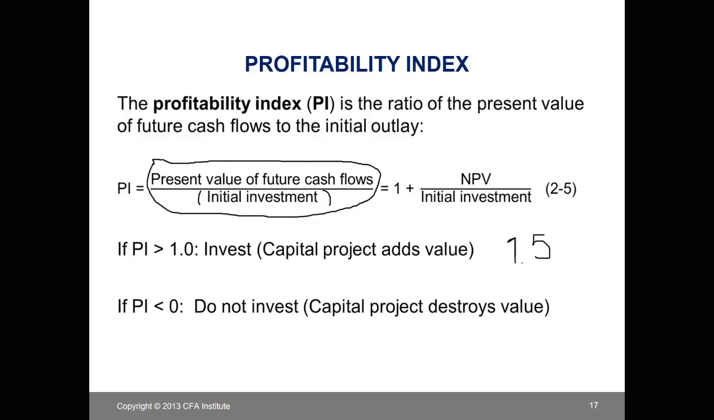Don't look at here. I'm going to talk a bit about this later, but PI is the present value of future cash flows divided by initial investment, and initial investment should be considered as positive. Then if it's more than 1, let's say 1.5, then we say that for every dollar we invest, we generate $1.5. So it gives you a positive value. It adds value to your capital. So we do invest in such a project.